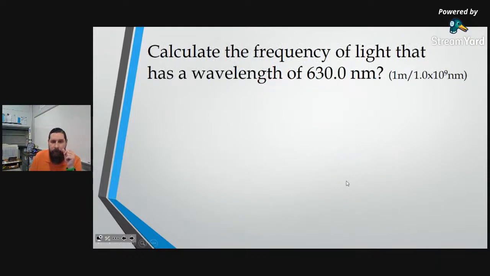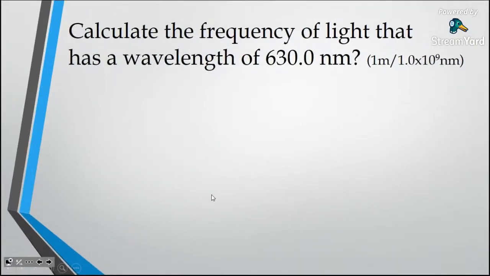So the first one that we're going to look at asks us, calculate the frequency of light that has a wavelength of 630.0 nanometers.